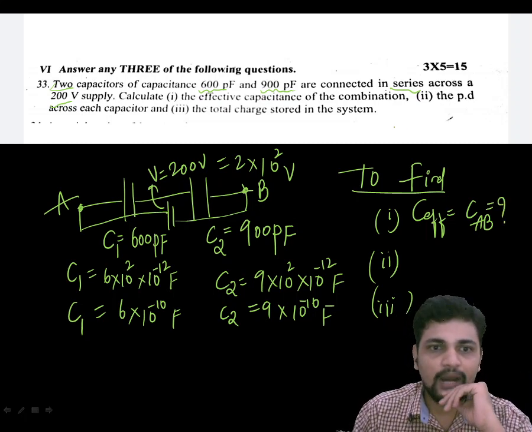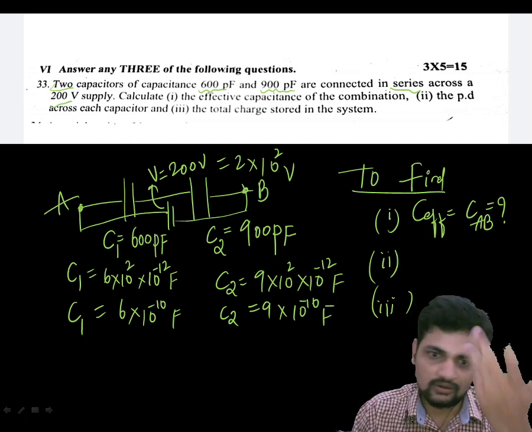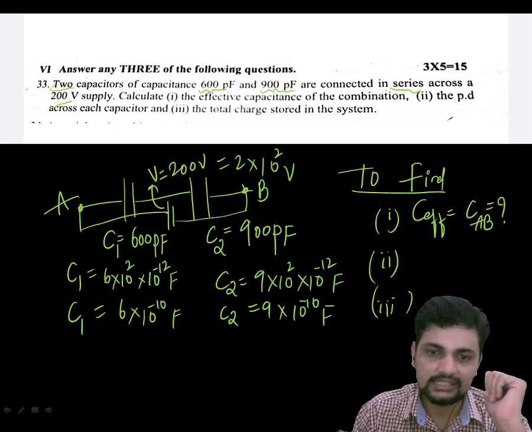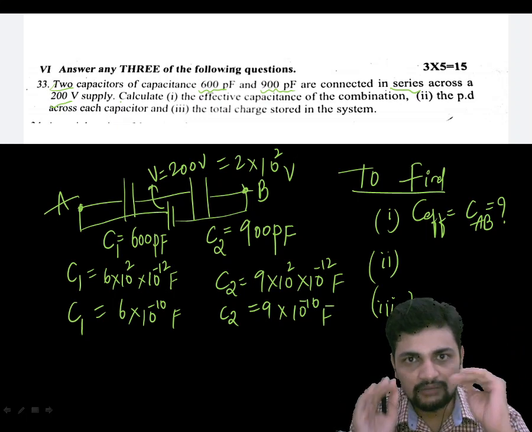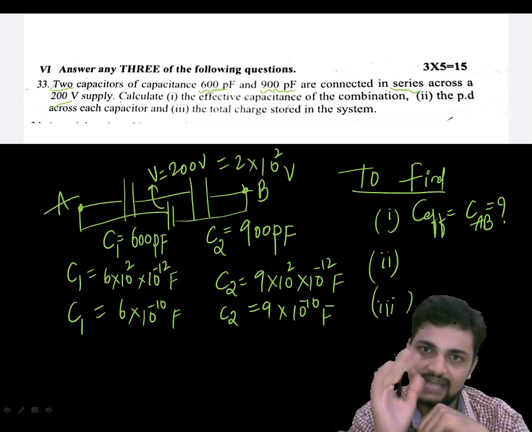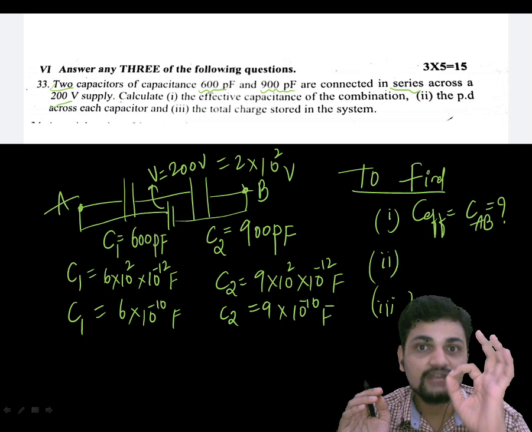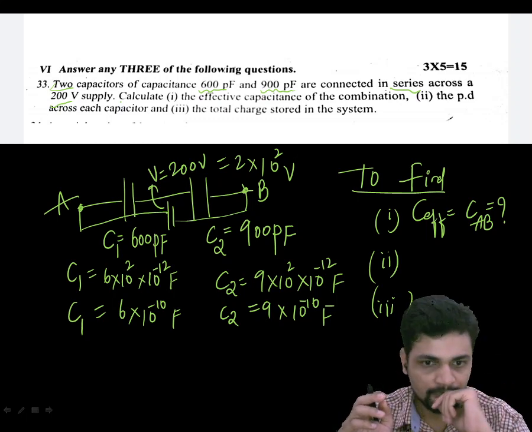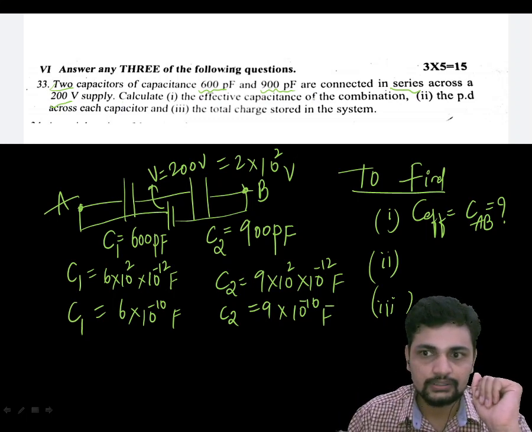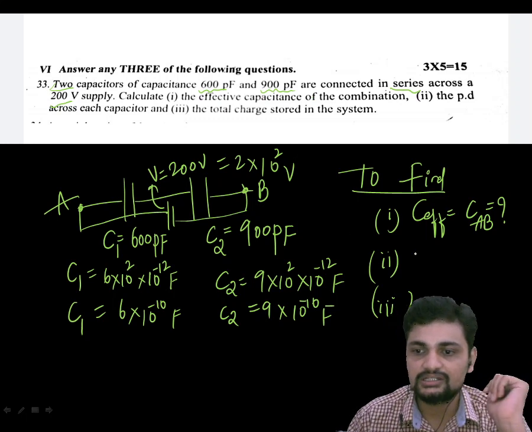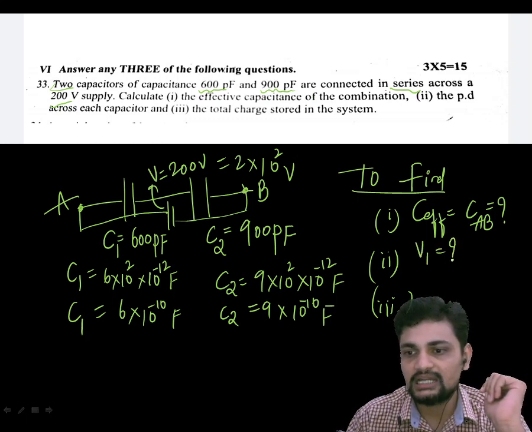Then in the second part, they have asked the potential difference across each capacitor. Obviously two capacitors are there, they are in series. As per concept, whenever capacitors are in series, charge is constant. So the parameter which varies is the potential. So across each of the two capacitors the potential difference is asked. So obviously they are expecting the values of V1 and V2.